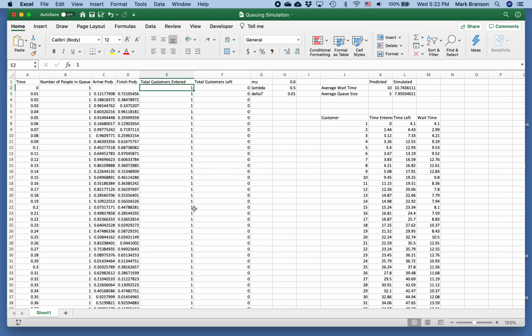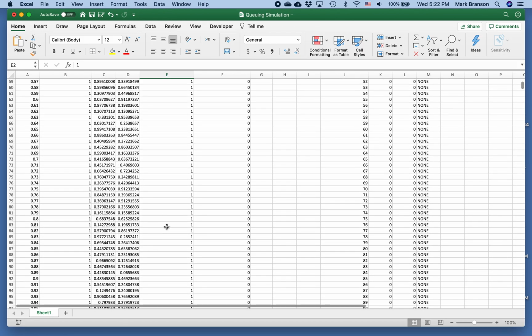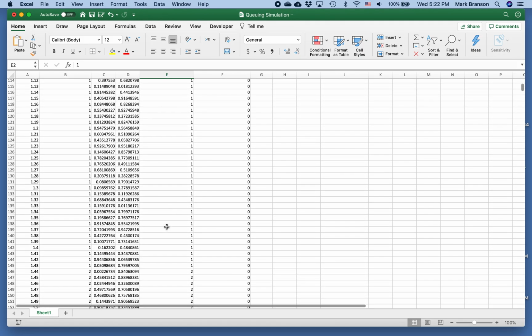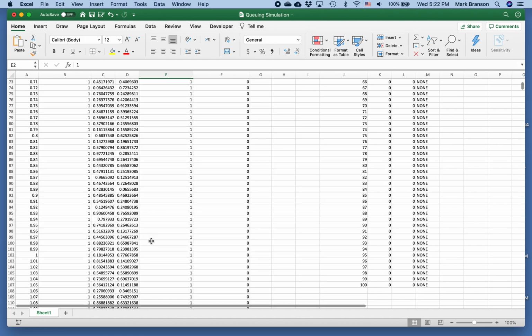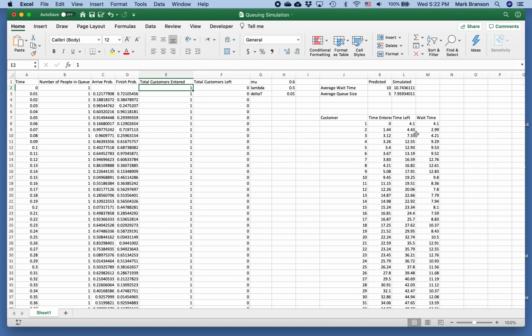Customer two arrived at 1.44, right? That's when the number of customers in line jumped up to 2, at 1.44. And then they left at 4.43. So it wasn't much longer after customer one was served that they left. So they waited 2.99 minutes. And similar, all of these. Getting these numbers was a little tricky. You can see how I do that with XLOOKUP if you're interested. Look at those formulas. Okay?